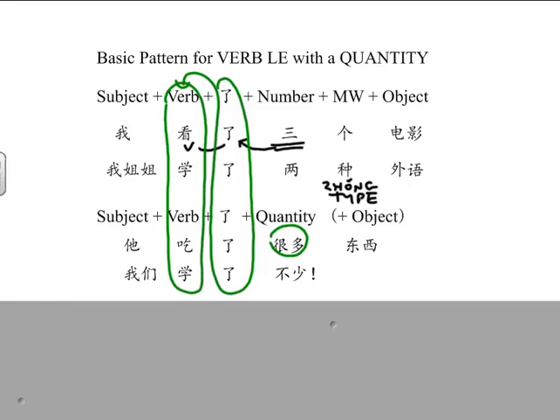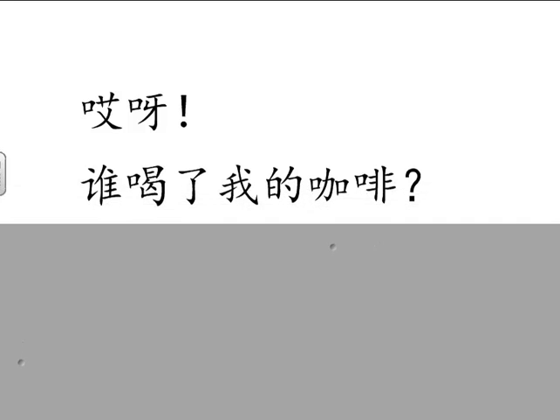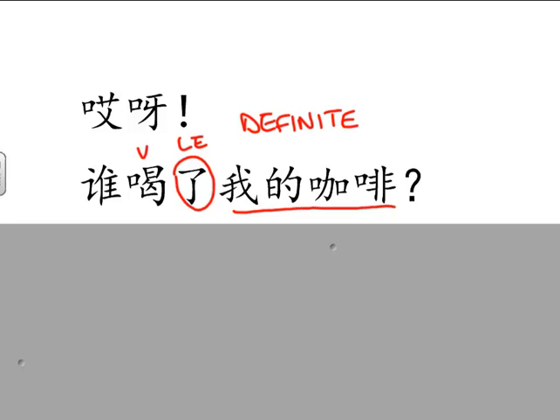Okay, there's one more variation of this pattern that's pretty simple. Let's take a look here. Okay, another situation. 哎呀，谁喝了我的咖啡? Who drank my coffee? Okay, you can see here clearly that the le here is again going after the verb. But in this case, our object is a definite object. It's a specific thing. And what's specific about this thing? It's my coffee. Who drank my coffee? Darn it. 哎呀.